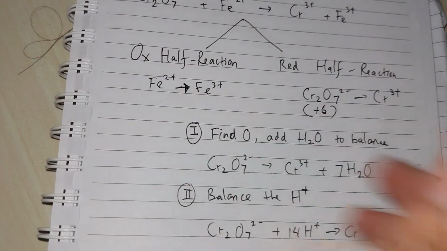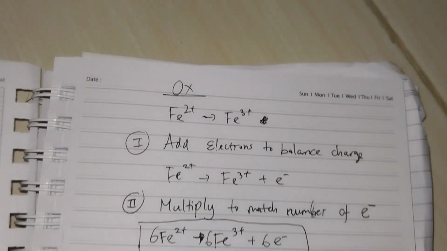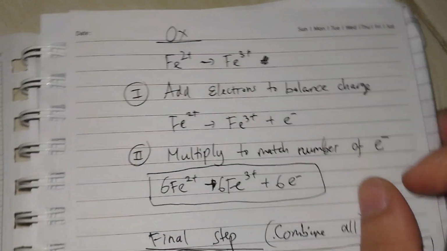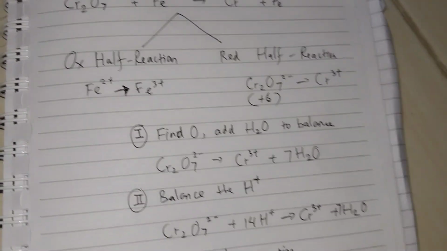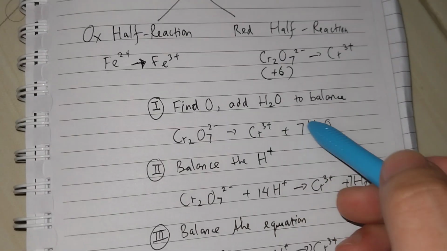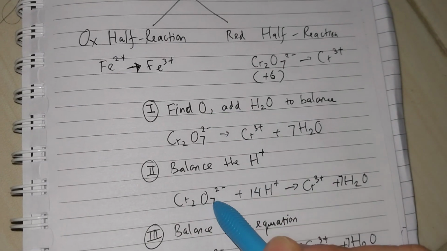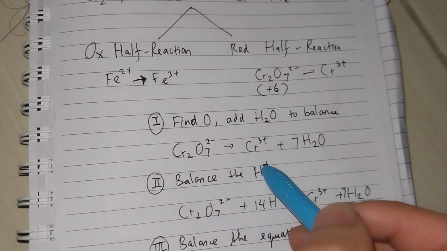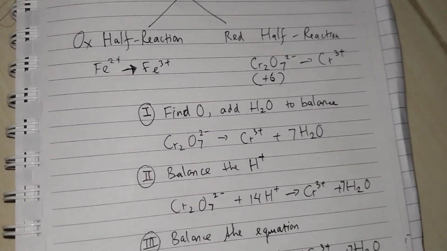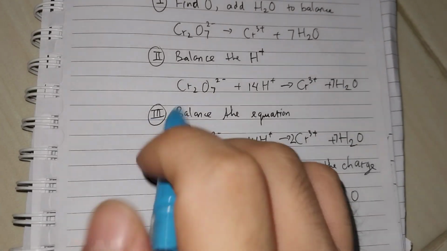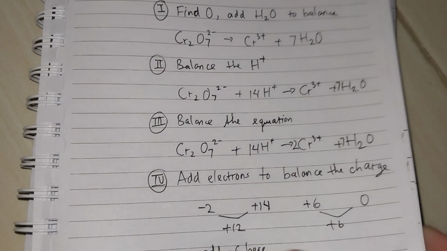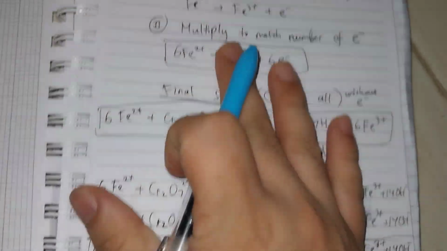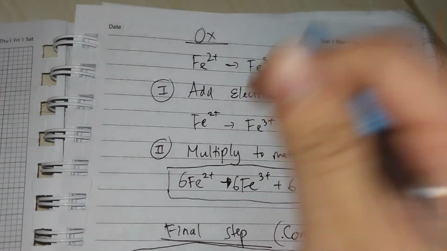So Fe2+ becomes Fe3+. Let's do it on the next page. Okay, so how do we balance this? Very easy, because there's no O in here, so we skip the first part and the second part. Nothing to do with O and H because we don't do the H2O thing. So we go straight to the third step and the fourth step. Only 2 steps. So that will become the first step and the second step in here.